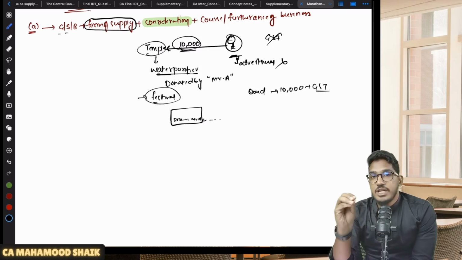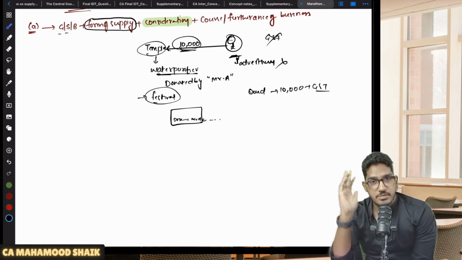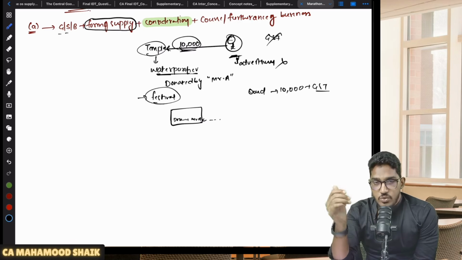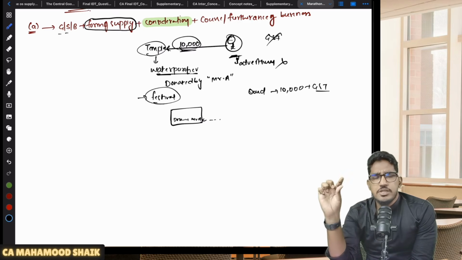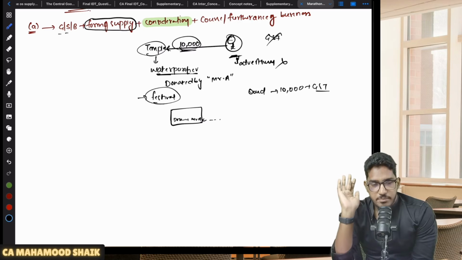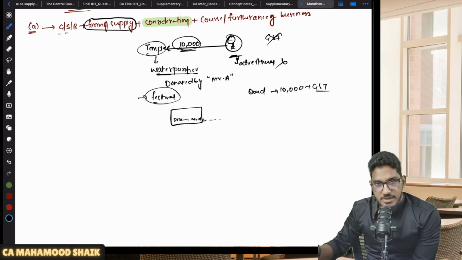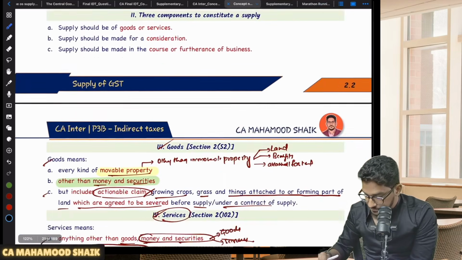So in case of donations, whether there is a consideration or not depends on what the other person is getting in return. One thumb rule you have to remember here: if the donor is just getting one small acknowledgement by way of mentioning his name on the donated items, that will not be considered quid pro quo. It will not fall under the supply definition. Okay, so this is one circular. I have explained that circular.